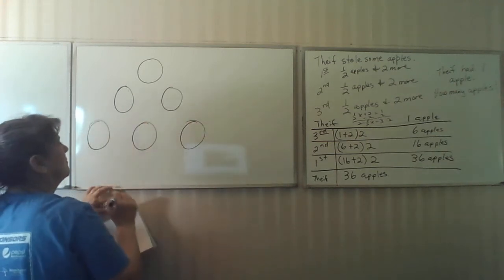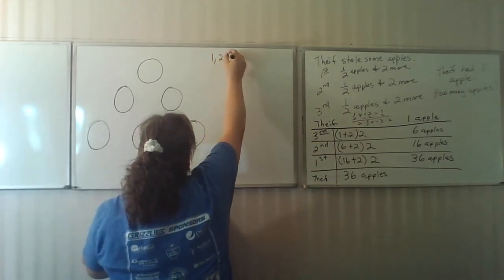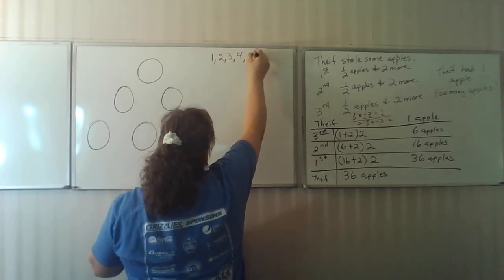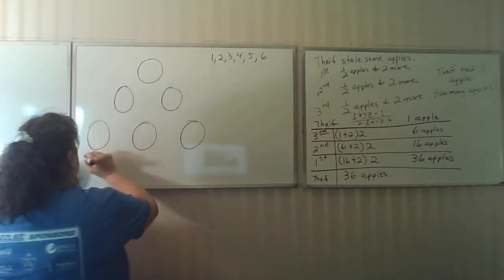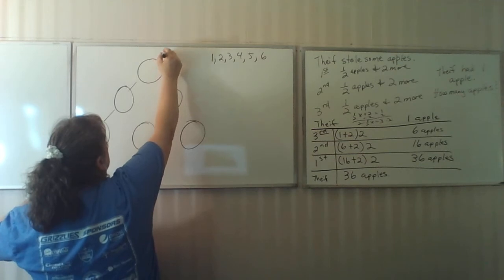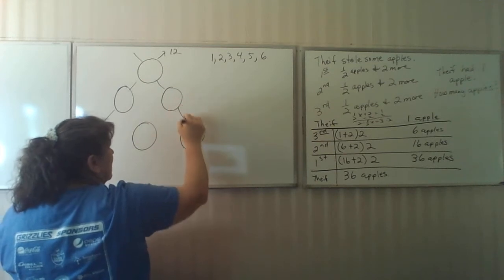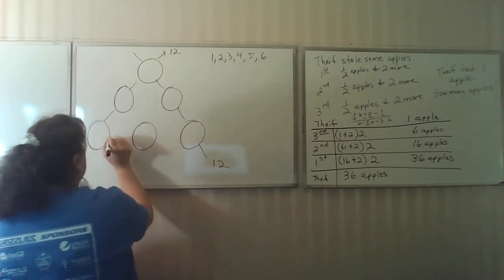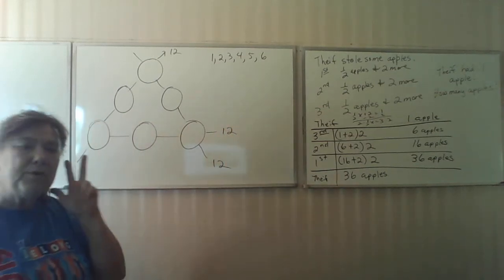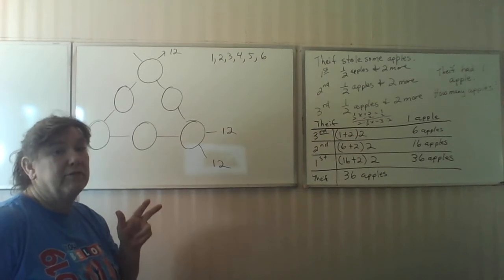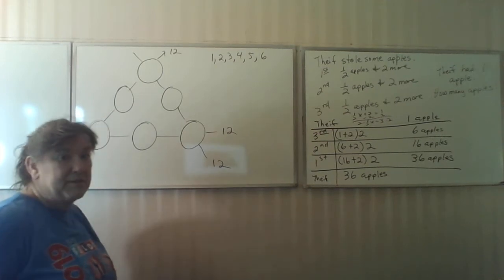Okay? We have the numbers 1 through 6, and we have to place those numbers inside those circles in such a way that this line is going to give a sum of 12, this line gives a sum of 12, and this line gives a sum of 12. So we have to come up with 3 different ways to make 12, using all of these 6 numbers, because we have 6 circles.